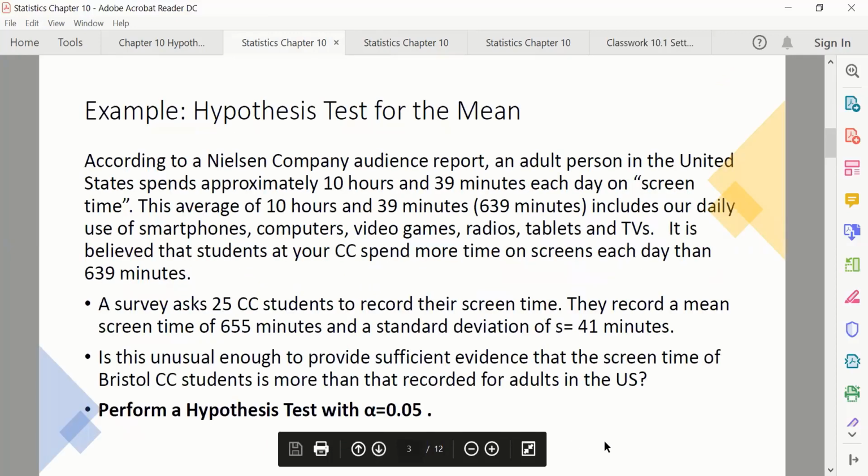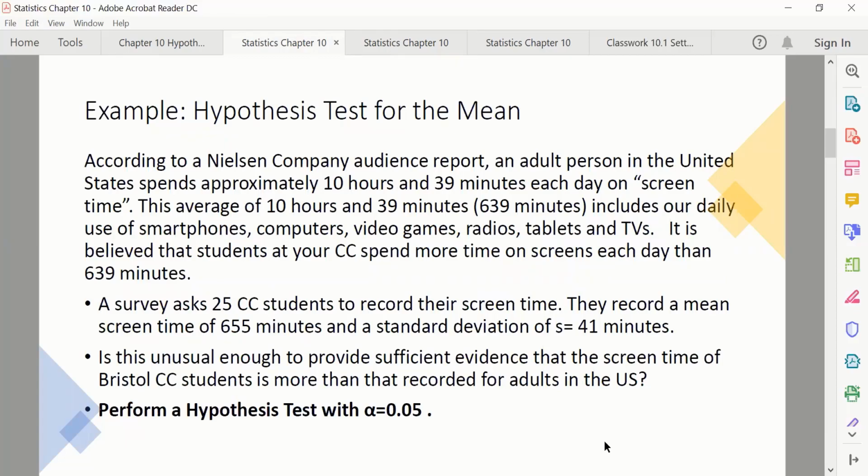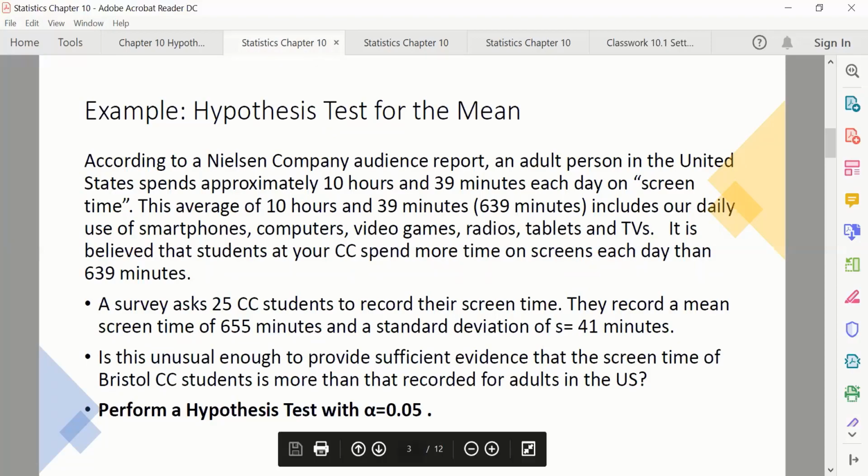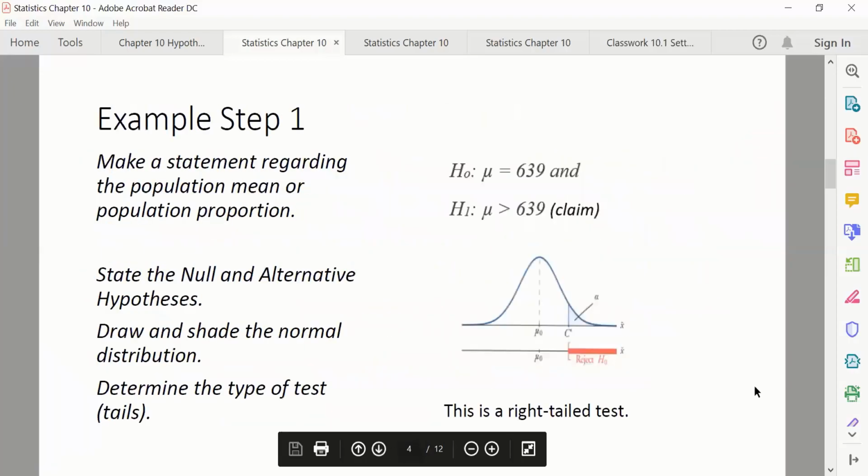We're going to look at the same hypothesis test for the mean and proportion that we did in the earlier PowerPoints. The first mean was about 639 minutes for screen time. We wondered if it is actually more for community college students, and we're going to test this with alpha equals 0.05. So we have a claim with a right-tailed test.